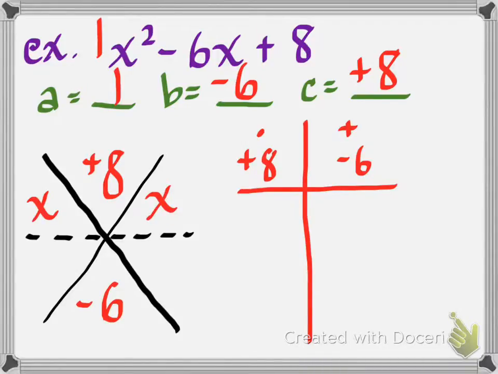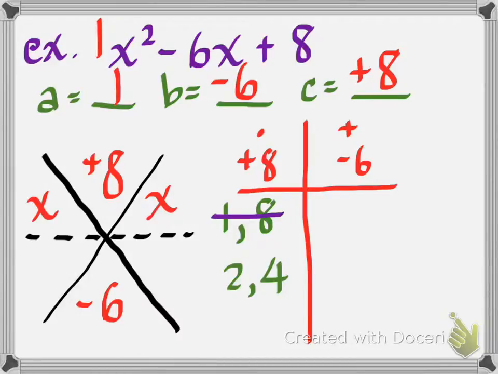So now, I need to list out pairs of numbers that multiply to a positive 8 and add to a negative 6. So my pairs are 1 and 8, 2 and 4. Well, since 1 and 8 could never combine to make a 6 at all, it'll either make a 9 or a 7, so that's out. So 2 and 4 is who I have to work with.